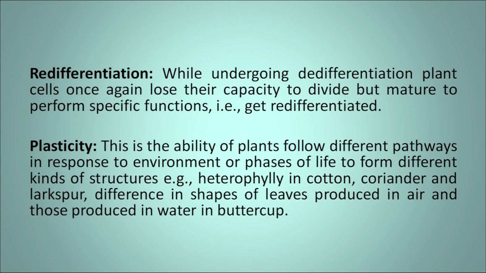Then there is redifferentiation. While the dedifferentiated cells are going through differentiation, if a cell is not able to divide, it loses its capacity to do so. So, it is redifferentiation. A unique property that plants have is that they are very smart. Depending on the environment that they face, they can actually modulate their own structures. So, they have this plasticity, this ability to modulate their structures depending on the environmental conditions. A very interesting example is heterophyly in cotton and coriander, where you will see there is a difference between the juvenile leaves and the leaves produced by the mature plant.